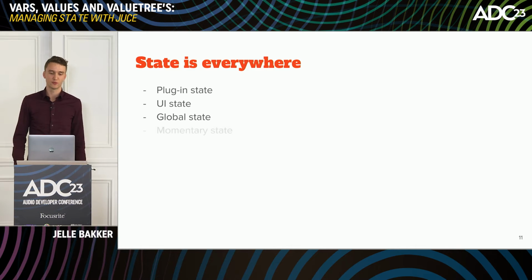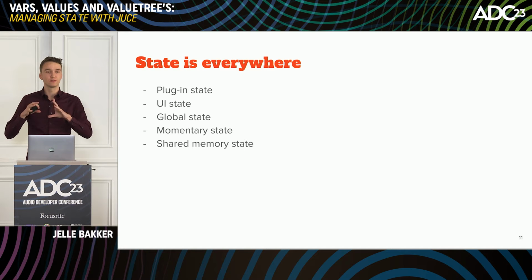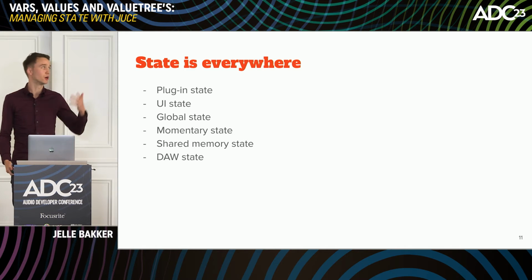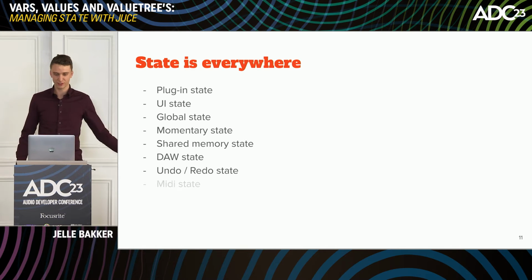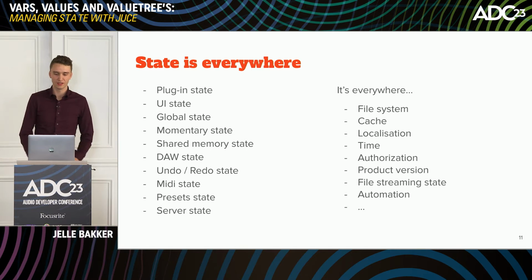So there's many more forms of state, like momentary state. That's what I define as things like level meters, things that continuously change, that are defined in the moment. A shared memory state, for instance, we have some singleton thing that's shared between the different plugins. You want to maybe communicate between plugins, some kind of state. So many forms of state. Your host has a state. You have undo redo state. You have media state, preset state, server state, and well, it's everywhere really. So this is the first challenge because you want to have some kind of interaction and synchronization between all these things potentially.